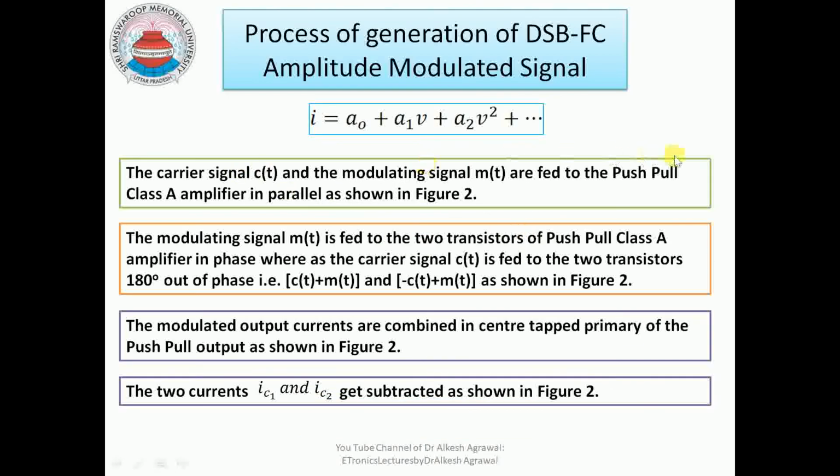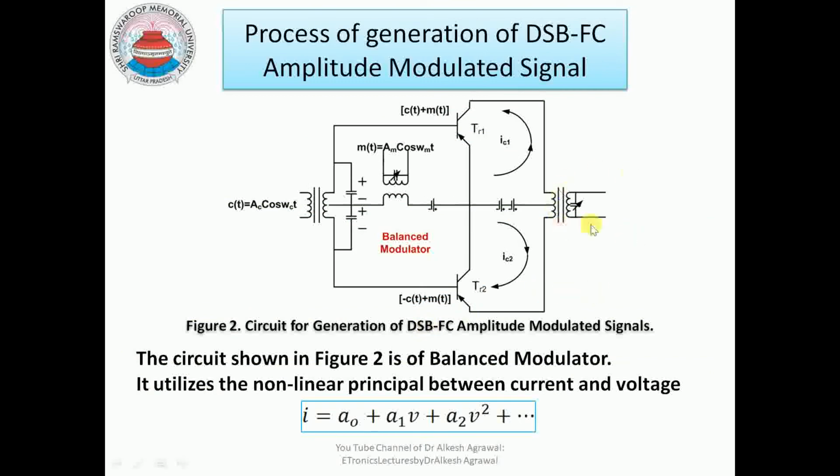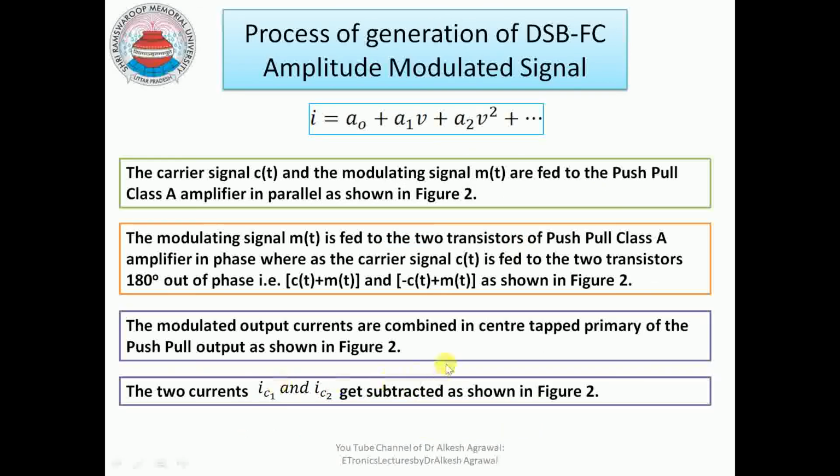Here is a short summary of what I have already explained. The carrier signal as well as the message signal are fed to the class A push-pull amplifier shown in figure 2, where the modulating signal is fed to the two transistors in phase, but the carrier signal is fed out of phase. So at the input of transistor 1 we have c(t) plus m(t), and at the input of transistor 2 we have minus c(t) plus m(t), and at the center tapped output of the push-pull we get the modulated output signal, and these two currents are subtracted.